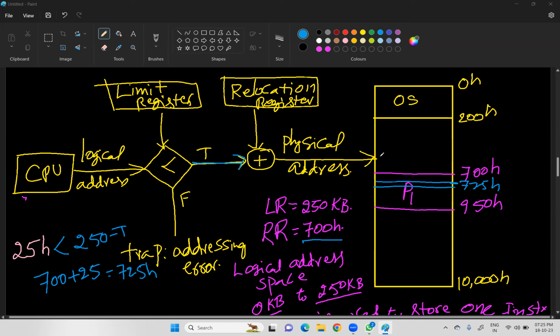So this is the way memory protection happens, for allocating processes in a contiguous manner. To execute the processes, a process allocation table will be maintained. Let me explain what that process allocation table is after some time. Let me talk about contiguous allocation now.